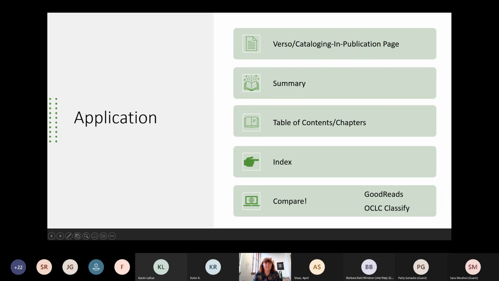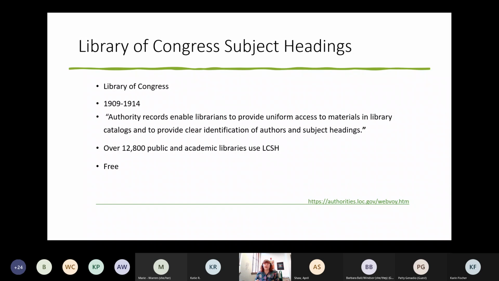All right, so I've mentioned Library of Congress subject headings already. This is the controlled vocabulary that was created by the Library of Congress. It came into formation over a period of time, 1909 to 1914. And the definition here: authority records enable librarians to provide uniform access to materials in library catalogs and to provide clear identification of authors and subject headings. So these subject headings and also name authorities are all in one database, which is great.